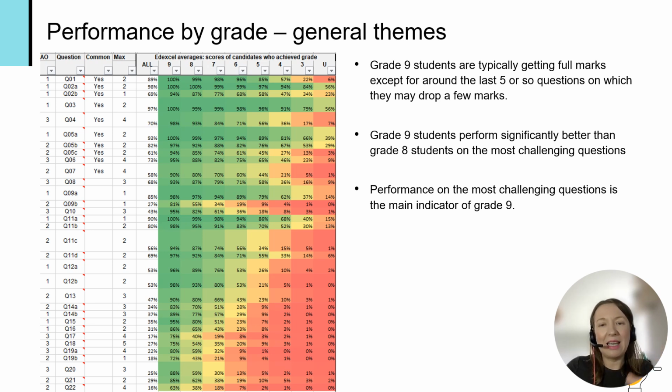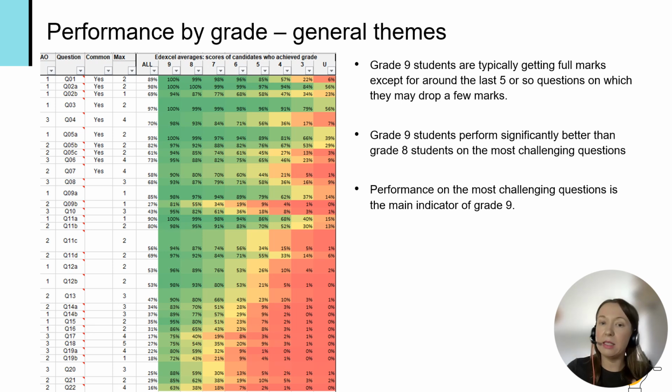What it's clear to see is that on those most challenging questions, grade 9 students perform significantly better than students who go on to achieve a grade 8. So there's a really key performance difference there. Those students are really differentiating themselves on those most challenging questions, and that's your main indicator of grade 9.